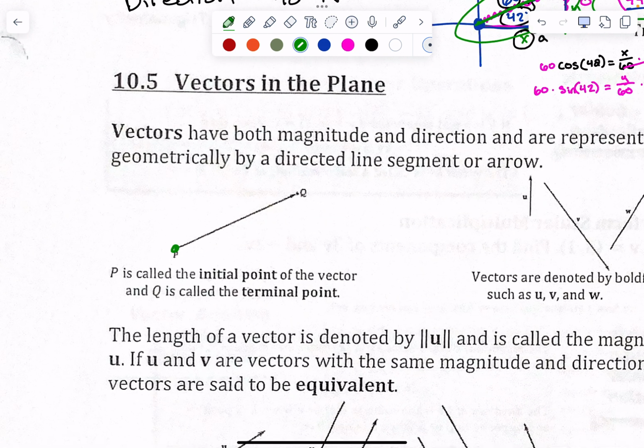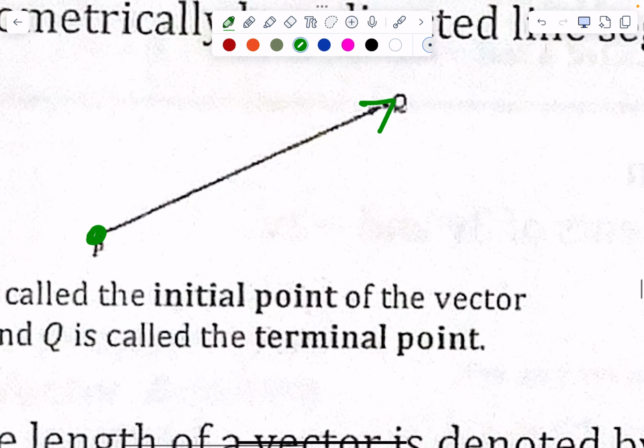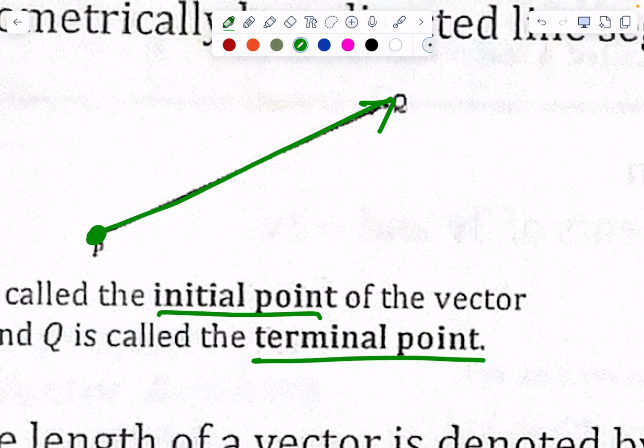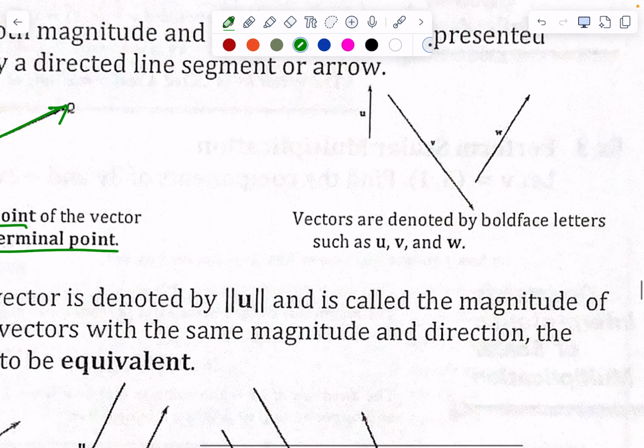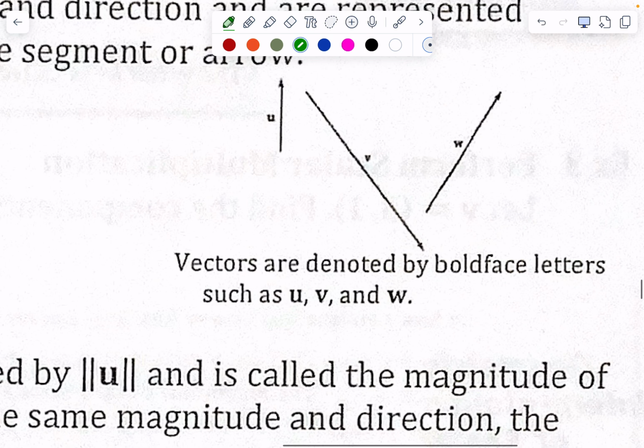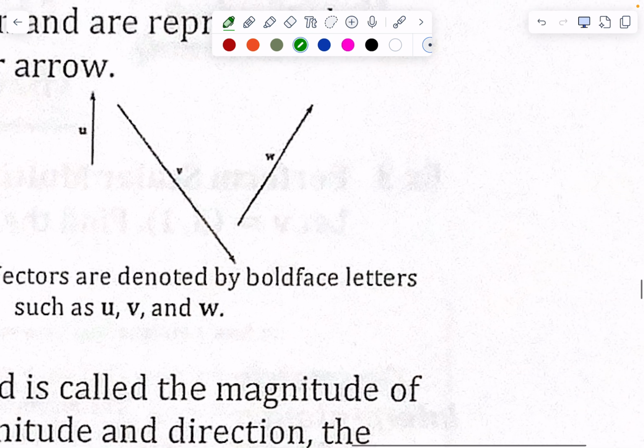So a vector will have an initial point and an ending point. And it will have an arrow so you know which one is which, right? It starts and ends. So initial point and a terminal point. So starting at P, ending at Q. Got it? Okay. Vectors are denoted with bold-faced letters like U and V and W, right?